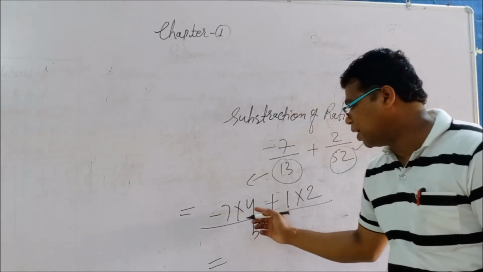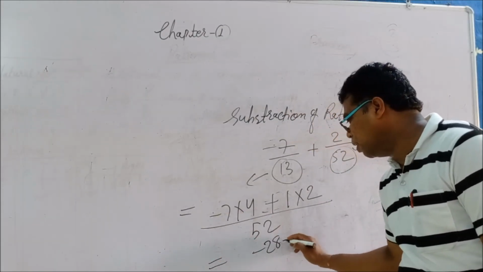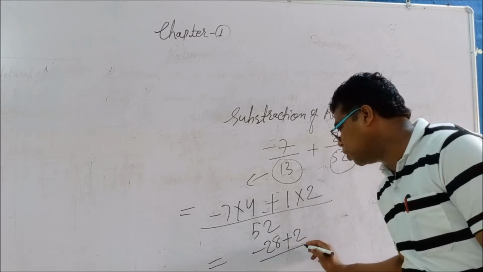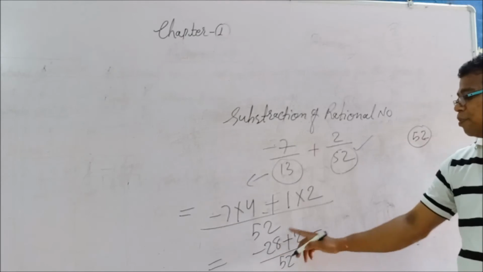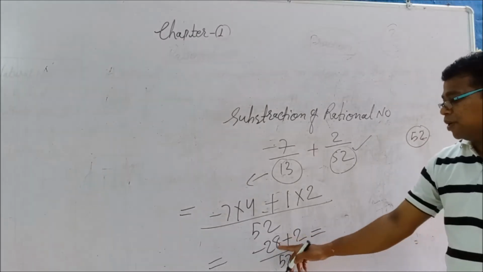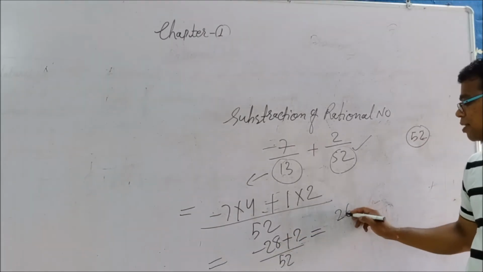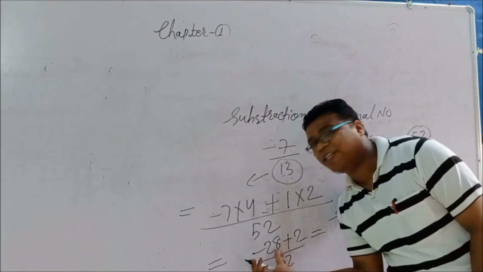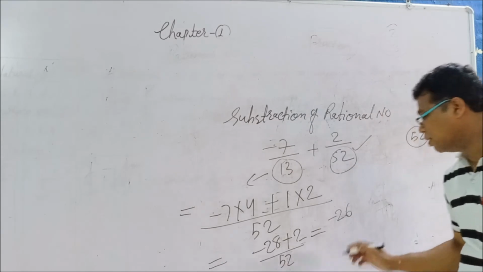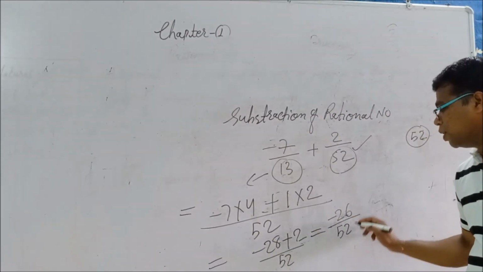Solve it. Minus 7 fours are minus 28, plus 1 two is 2, upon what? 52. And definitely what I have to do? Minus 28 plus 2. Subtraction. 28 minus 2 is 26. Answer will be negative. You are also knowing that. Why? Because the negative integer was bigger. So minus 26 upon 52 is the answer.